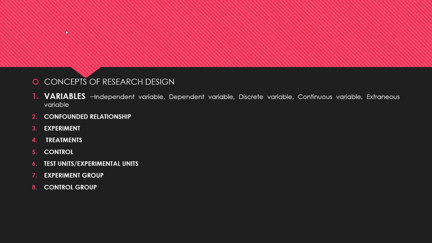Now we can study the concepts of research design. There are 8 concepts. I will explain each and every one in detail. First is variable. A variable is any concept that can take any quantitative value. There are different types of variables, namely independent variable, dependent variable, discrete variable, continuous variable, and extraneous variable. Independent variables are those variables which can be manipulated by the researcher and the resulting effects are measured. Example, study of influence of price on the demand of TVs has price as an independent variable.